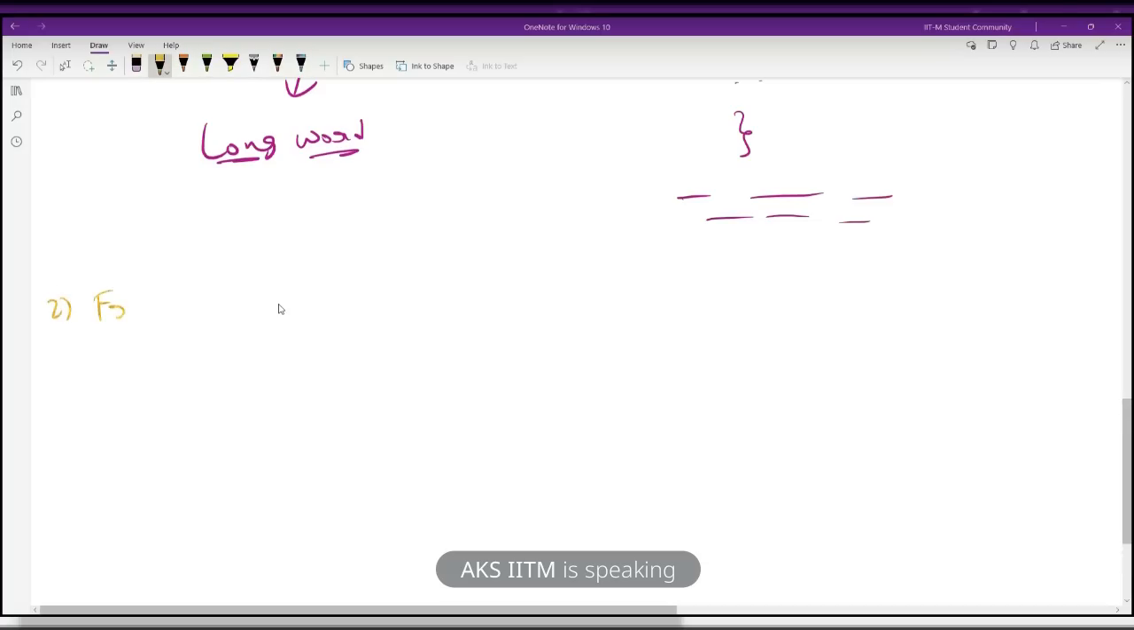Mute yourself. Somebody, Amit, can you please mute your mic, please?